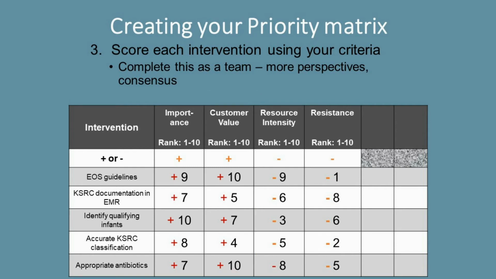For the negative criteria, the higher negative values should be assigned to the interventions the team feels will create the biggest barriers. For example, the team felt that in terms of resource intensity, developing the early onset sepsis guidelines would be most resource intense. So a value of -9 out of a possible -10 was assigned. Once you've scored all of your interventions against your criteria, it's time to tally up your scores for each intervention. Based on the final total score, assign a priority ranking.